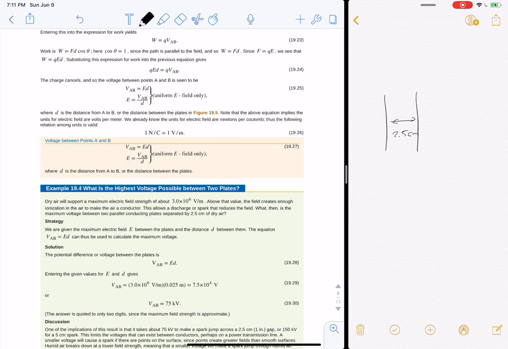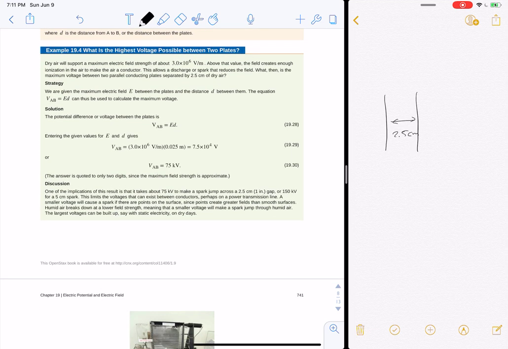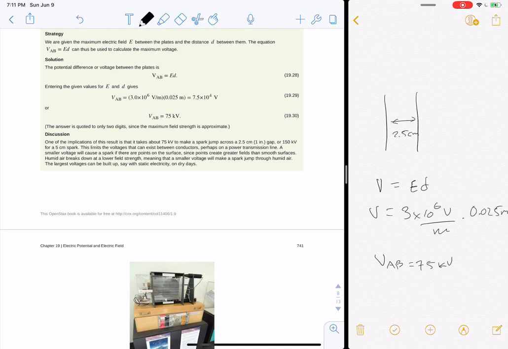So we're going to go to our equations up here, and we're going to say, well, the potential between two plates is equal to E times D, the separation. So for the maximum voltage, we know that air can only support a field strength E of 3 times 10 to the 6th volts per meter, times 0.025 meters. Multiply those two together, and you get that the maximum voltage, where you get ionization of the air and a breakdown, when the gap is only 2.5 centimeters, is 75 kilovolts, or 75,000 volts, which is a lot, okay?